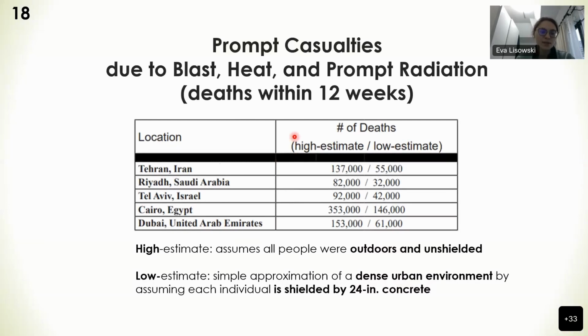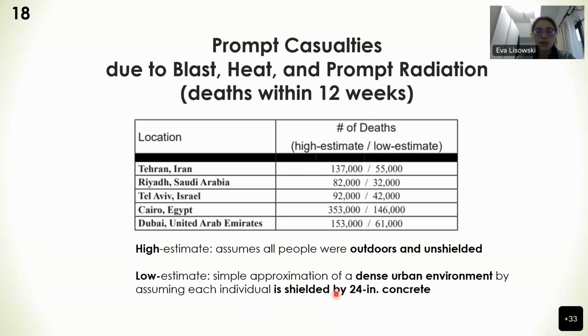A high estimate, assuming all people were outdoors and unshielded, which is a little bit unrealistic, because of course people will be in buildings and shielded by them, but it's a very necessary upper-level estimate to do. And then the low estimate was a simple approximation of a dense urban environment, which is very complicated to simulate, by assuming each individual is somewhat shielded. 24-inch concrete was the assumption that the HotSpot program can use to calculate the effects.